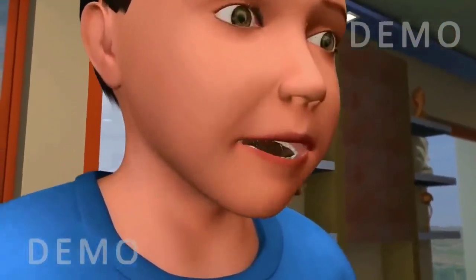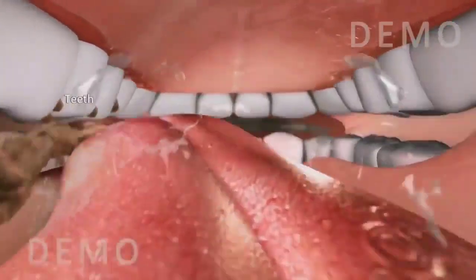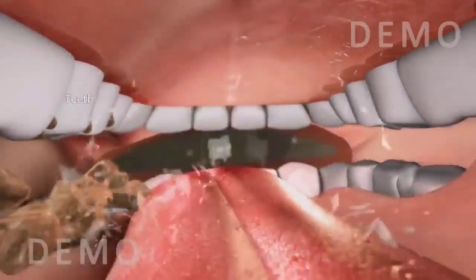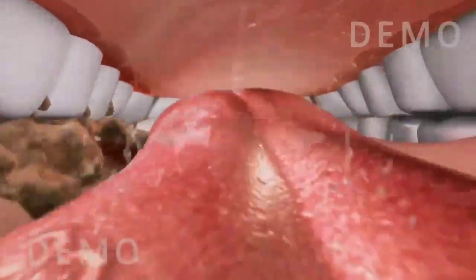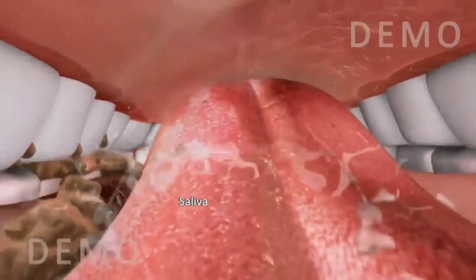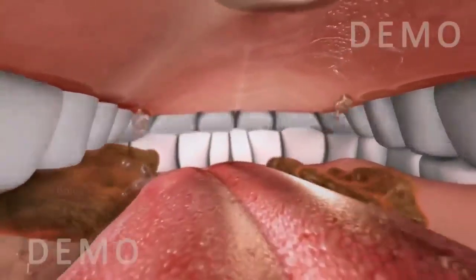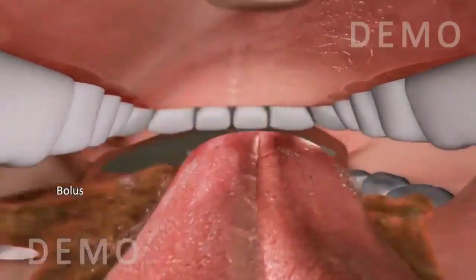The process of digestion begins inside the mouth. The teeth break down the food into smaller particles. It then gets mixed with the saliva in the mouth to form a slurry mass called bolus.